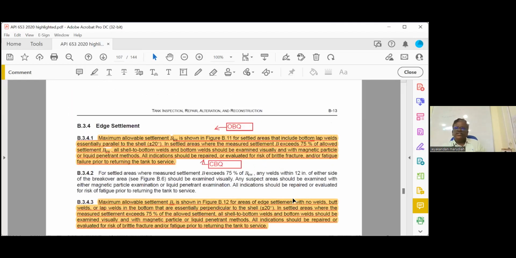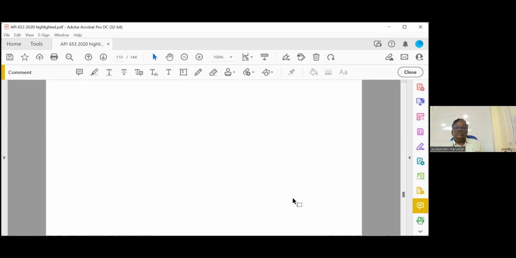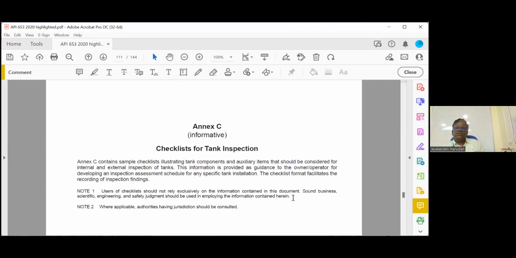Then this edge settlement, B-13, we already highlighted it. Okay. So that's all for Annexure B. Annexure B will have 2 to 3 questions. Now we will go to Annexure C.